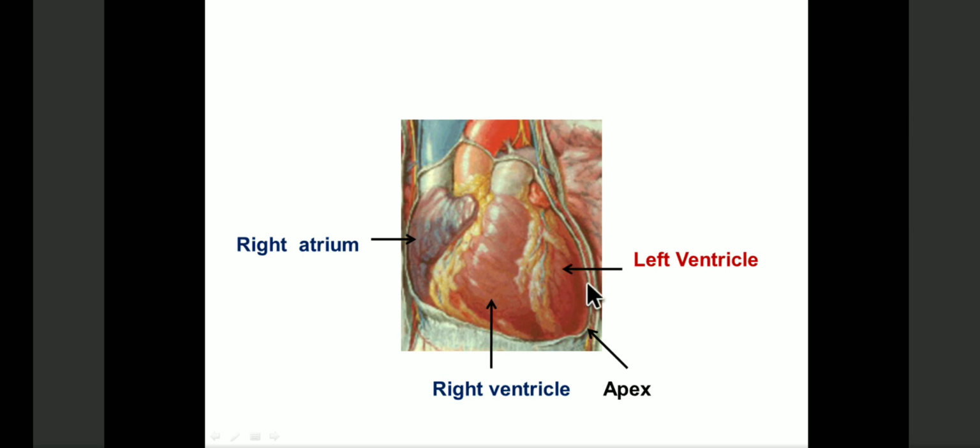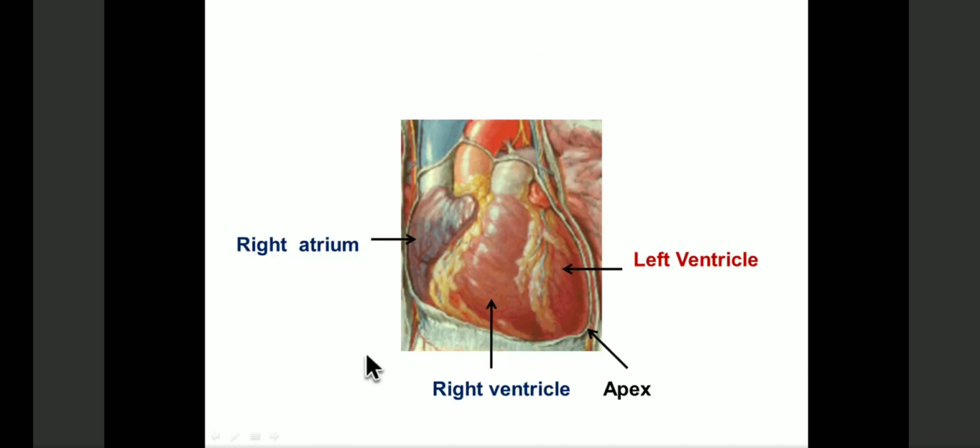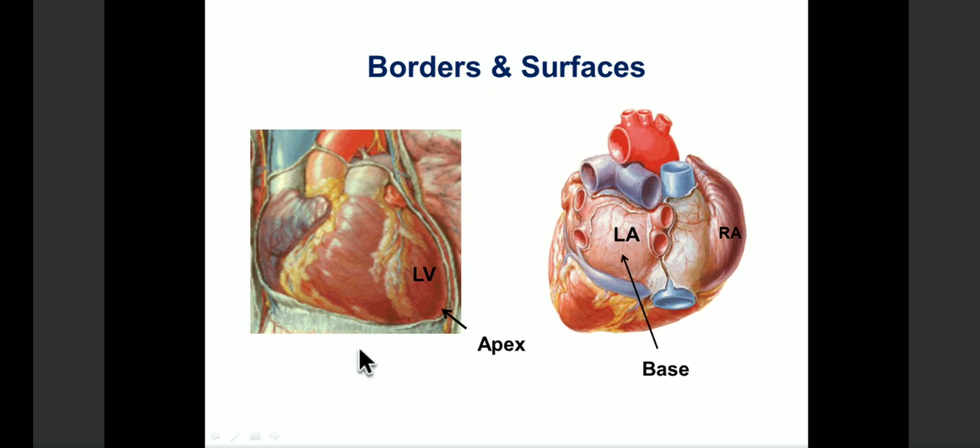And then we can also identify an end, which is the apex, because the heart is conical in shape. Clearly towards the left, in the fifth intercostal space, we can identify the apex of the heart. Above the heart, we can see the emergence of the great vessels: the ascending aorta coming from the left ventricle and the pulmonary trunk from the right ventricle. Based on this, let's see what are the surfaces and borders of the heart.